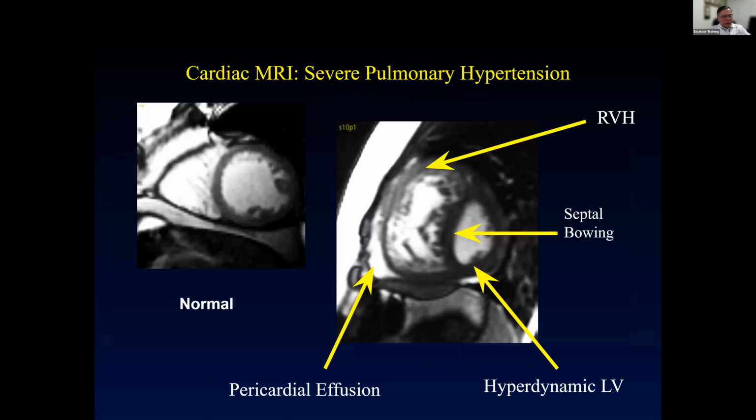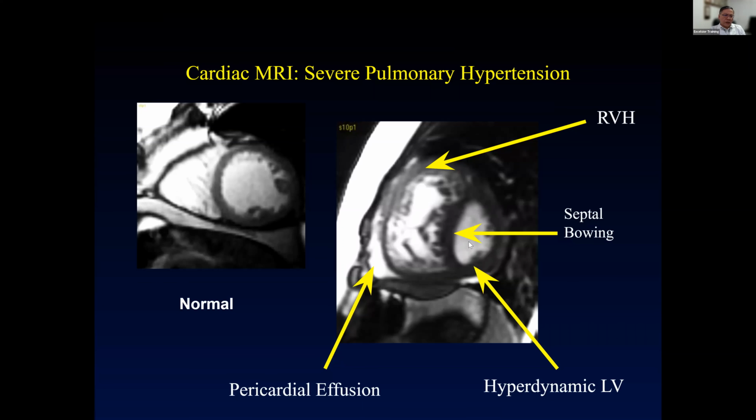This is the MRI image. Excelsior is one of the few centers in New York that can do very high quality MRI scan. As you can see, the picture is very, very clear. You can see the picture on the left, a normal heart, very round left ventricle, and the right ventricle looks like a slice of pizza. But in patients with severe pulmonary hypertension, the right heart becomes very large and the left heart becomes small.